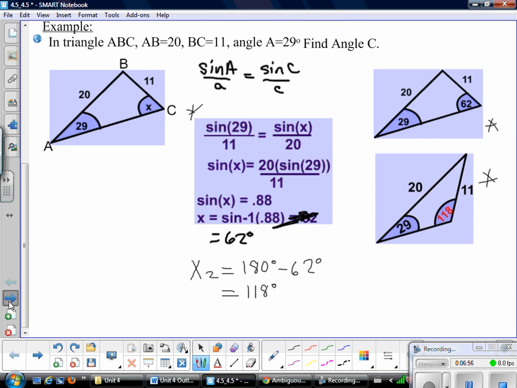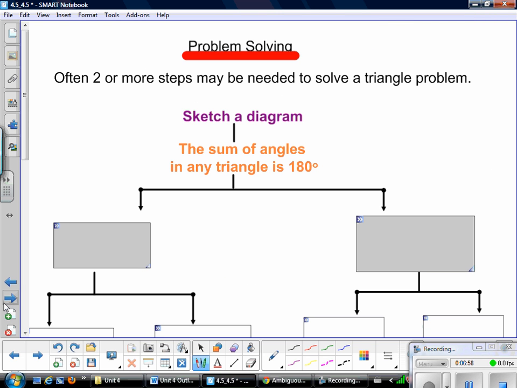The next thing we're going to look at is problem solving and referring to word questions. Usually at this level we need two or more steps to solve a triangle problem. So the very first thing you must do is sketch a diagram. We always know that the sum of the angles in any triangle is 180. We always keep that in the back of our mind because that's important information.